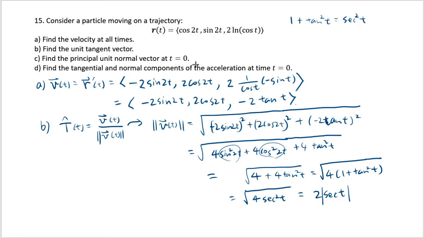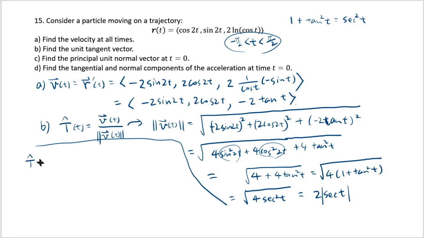Since the remaining questions are about what's happening at t equal to 0, I guess we really don't need to do this, because as long as t is less than 90 degrees, this is positive, so you don't need the absolute value. So I should really have said t is between negative pi over 2 and pi over 2. Under this condition, this is positive and you don't need the absolute value. Okay, but let's just write the correct answer first.